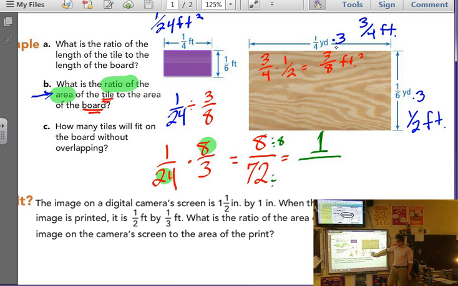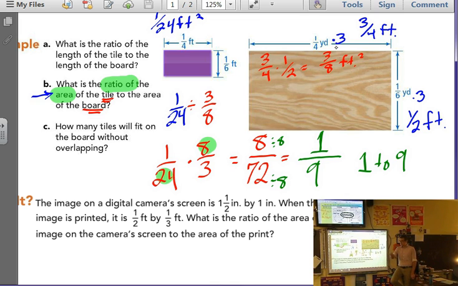Sorry, not 6. What's 72 divided by 8? 9, sorry. Got goofed up in my head. You were just testing us. Sometimes, yes, but that was just I didn't think. So the ratio is 1 to 9. 1 to 9. So the area, 1 tile to the area 9, the board is essentially 9 times the size of the tile.